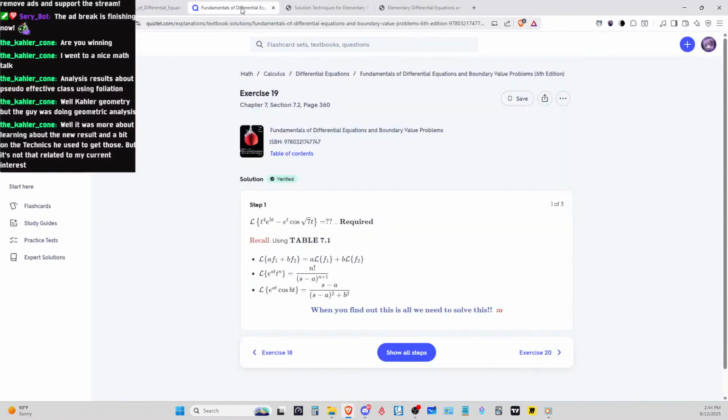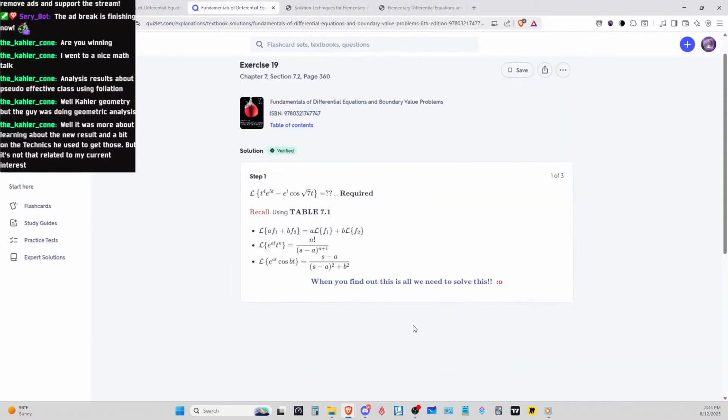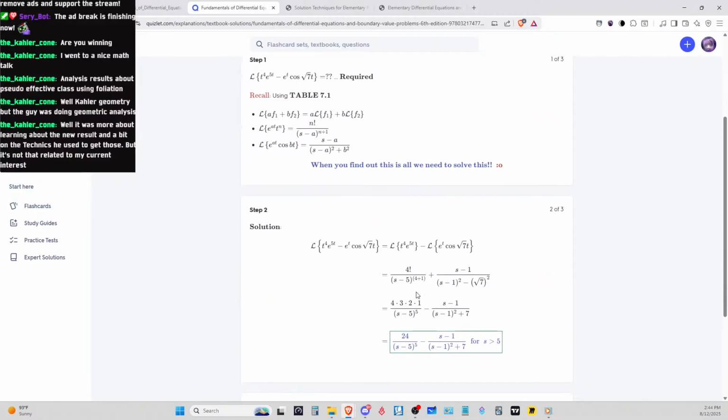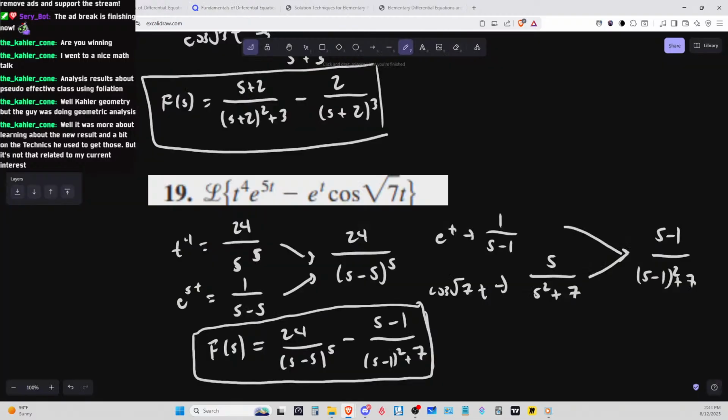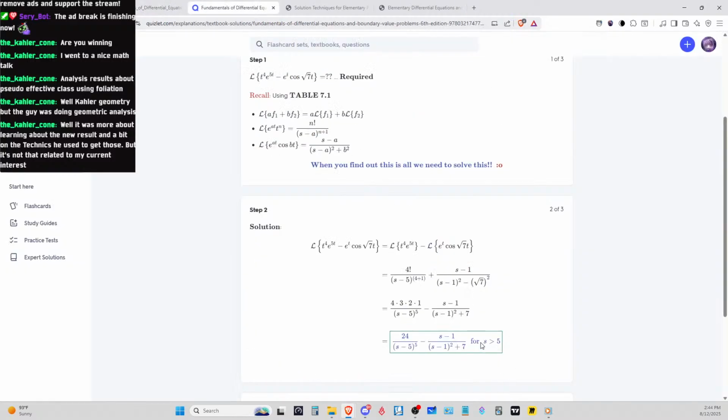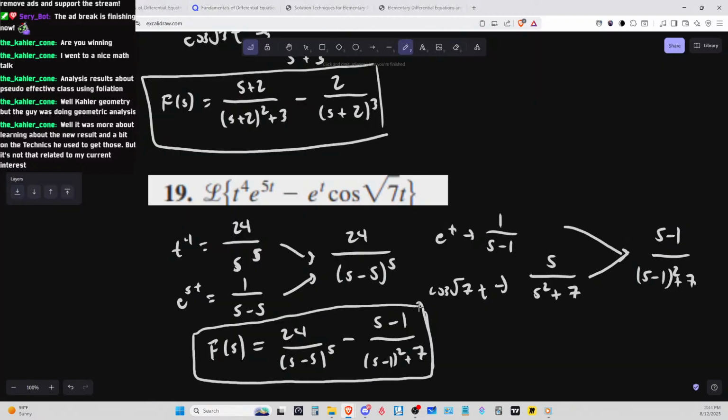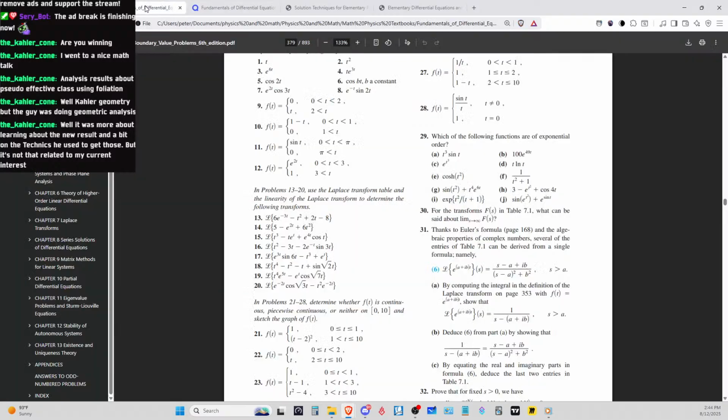Yep, that looks like the same problem. Alright, let's take a look. 24 over s to the 5th, minus 1. Yep, that is correct. They also have a boundary condition. I didn't notice that. For s is less than 5. Oh, because it can't be 0. Okay, gotcha. That's why they have that there. Okay, so now we're starting to figure out the pattern. Is there any more we can practice?